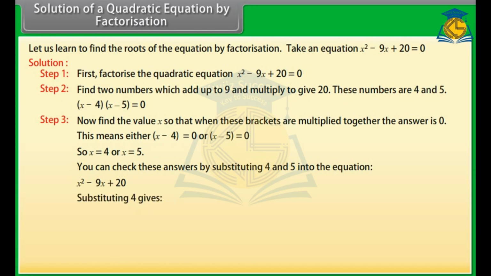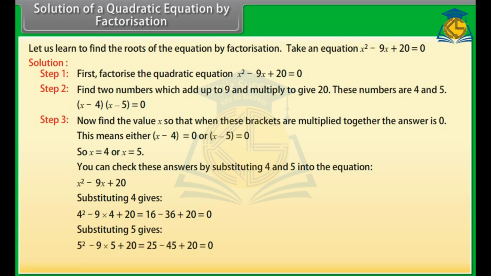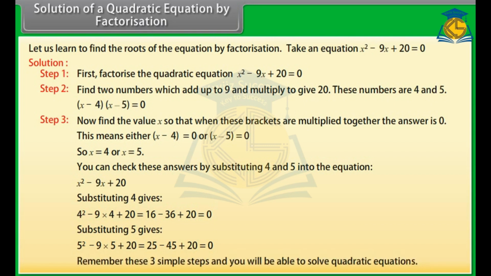Substituting 4 gives 4 square minus 9 into 4 plus 20 is equal to 16 minus 36 plus 20 equals 0. Substituting 5 gives 5 square minus 9 into 5 plus 20 is equal to 25 minus 45 plus 20 equals 0. Remember these three simple steps and you will be able to solve quadratic equations.